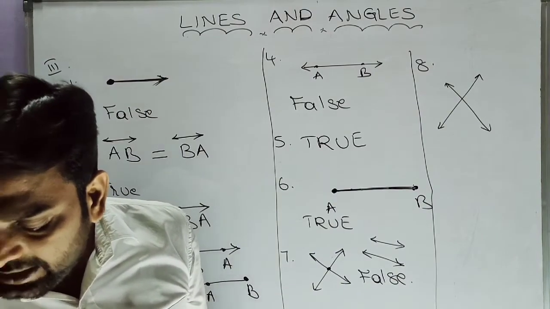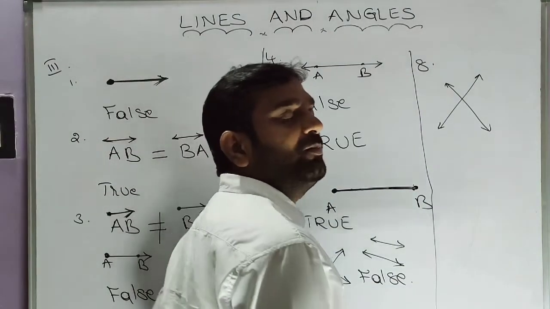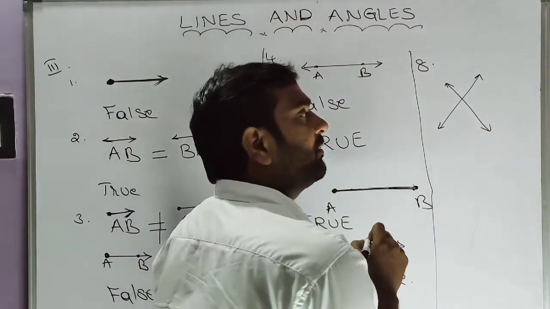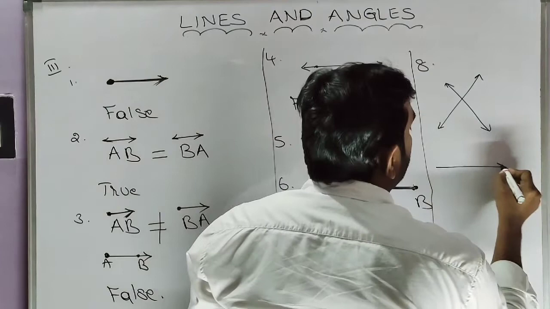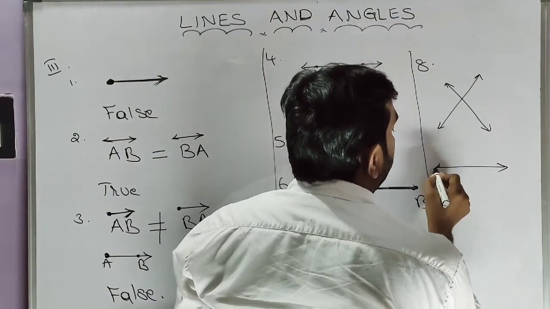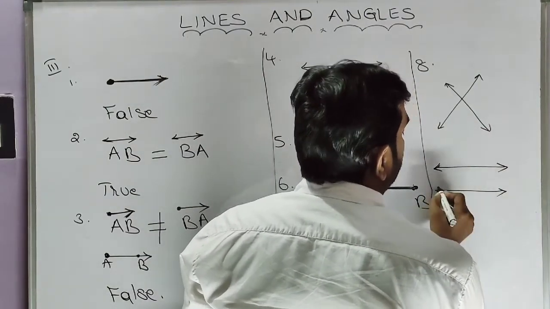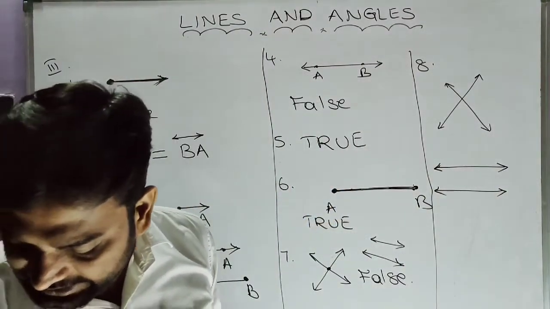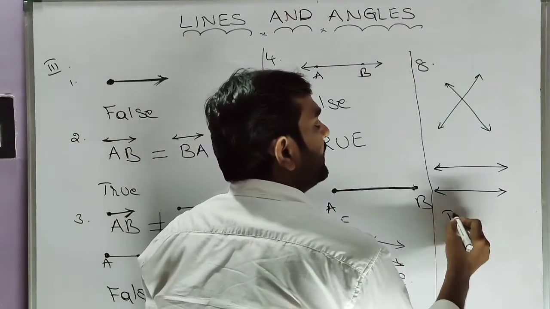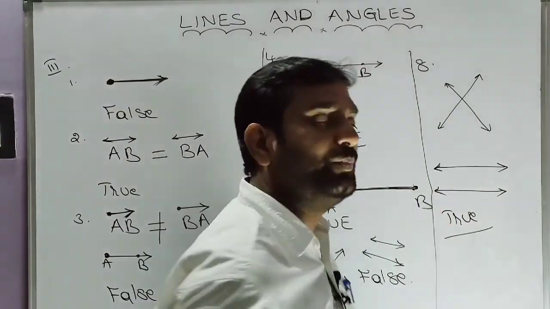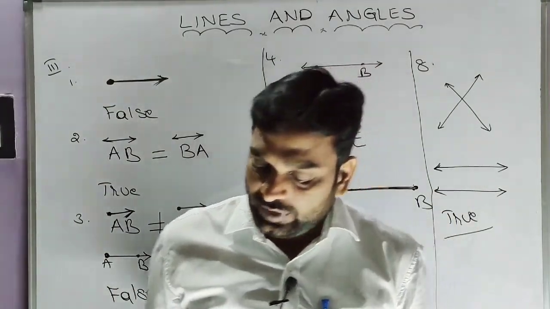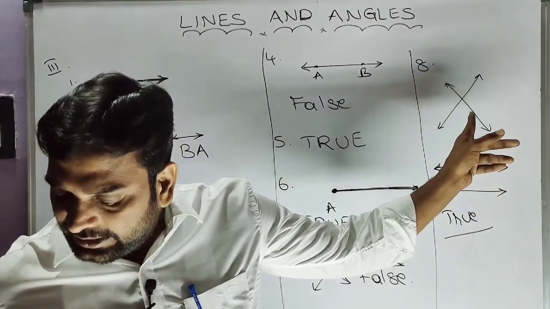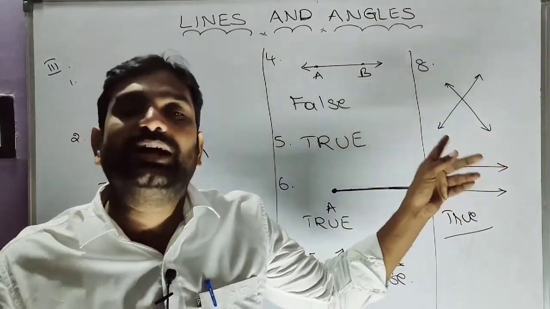Cannot both be parallel to the same line. Are these parallel? No. Parallel means there is no common point. So the given statement is true. Okay, why? Because two intersecting lines cannot both be parallel to the same line.